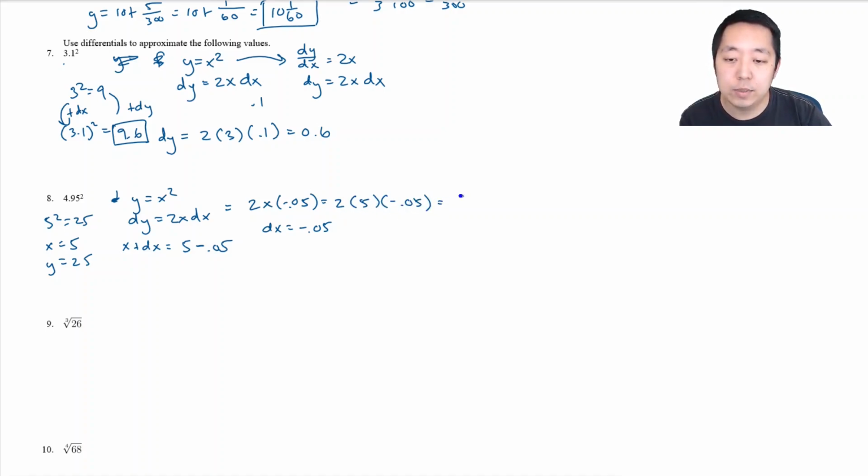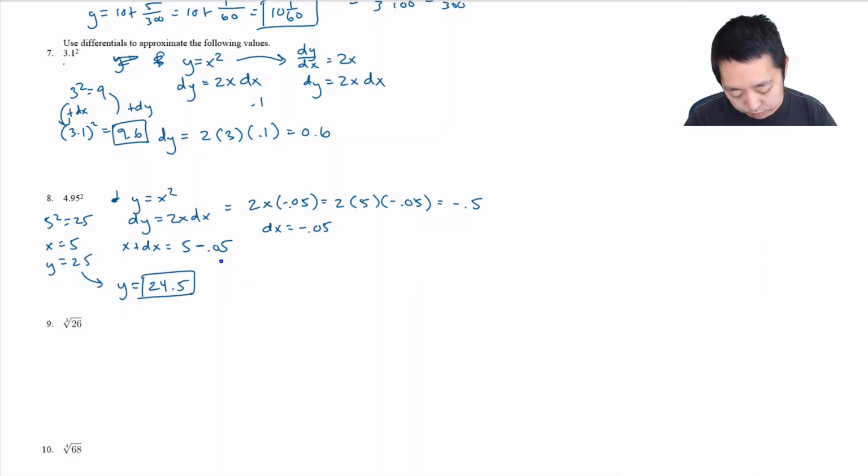This is 10 times negative 0.05, or negative 0.5. So if my x value decreases by 0.1, my y value is going to decrease by 0.5. So my estimate would be 24.5. And if I were to do the exact calculation of 4.95 squared, I would get the exact value is 24.5025. So you see, we're pretty close in our approximation here.